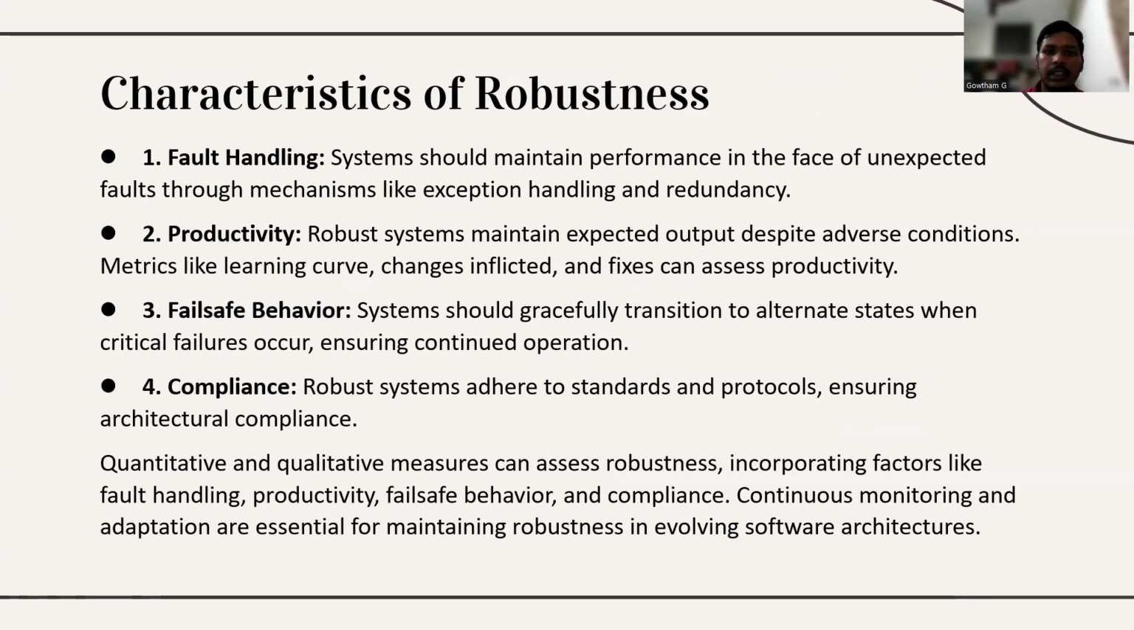Now, the characteristics of robustness. There are four characteristics of robustness, such as fault handling, productivity, fail-safe behavior, and compliance. Let us discuss in detail what is meant by that. Fault handling. As we all know, if there are any unexpected errors, robustness is a kind of property which handles it. Systems maintain performance in the face of unexpected faults through mechanisms like exception handling and redundancy.